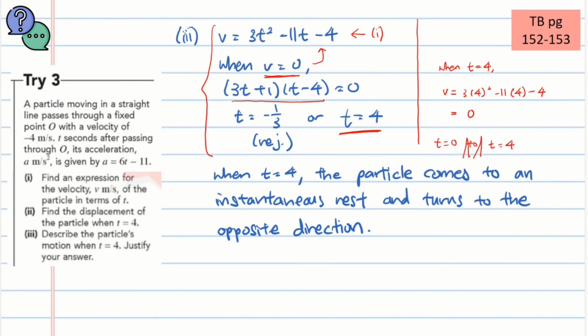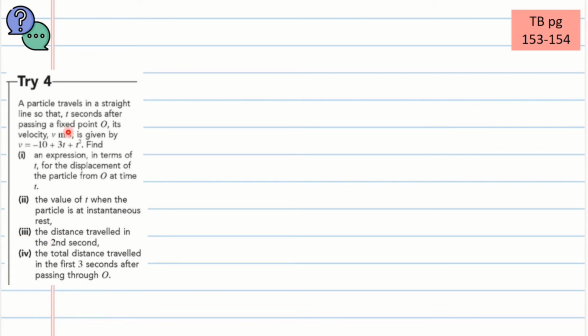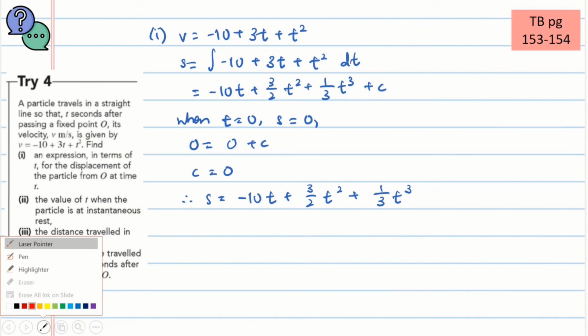Let's move on to try 4. In try 4, a particle travels in a straight line, so that t seconds after passing a fixed point O, the velocity is given by this function. We want to find an expression in terms of t for the displacement of the particle from O at time t. Displacement is the integration of velocity. That's what we're going to do first.